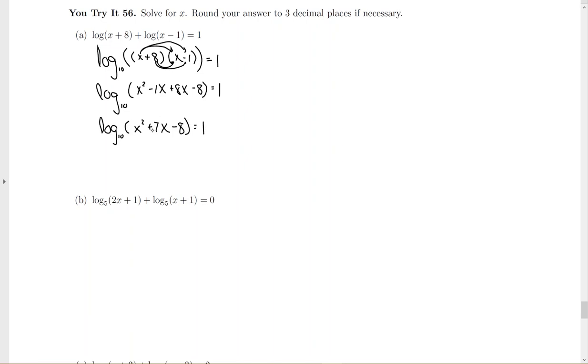We need to solve for x, and we need to get rid of the word log. So to undo a logarithm, we write it as an exponent. So we take the little baby base that's here, and that becomes the big base of my exponent. 10 to the power 1 equals x squared plus 7x minus 8. 10 to the 1 is just 10.